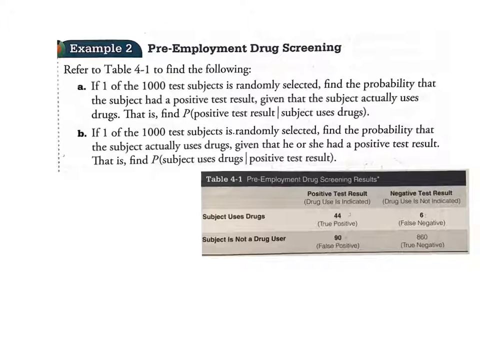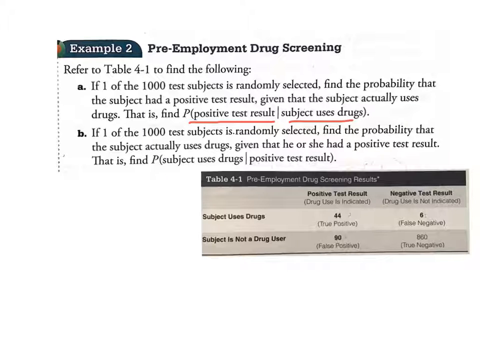Okay, so an example here. It's the same one we've looked at all chapter. You should be familiar with this table by now. It says if one of the 1,000 test subjects is randomly selected, find the probability that the subject has a positive test result given that the subject actually uses drugs. That is, written this way: find the probability of getting a positive test result given that the subject uses drugs.